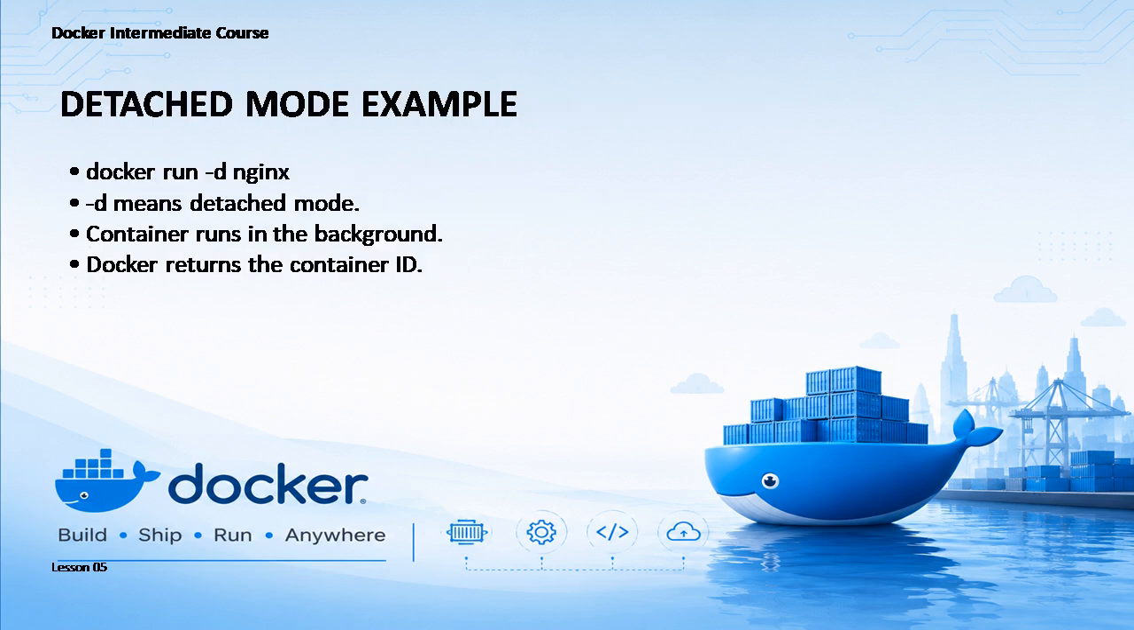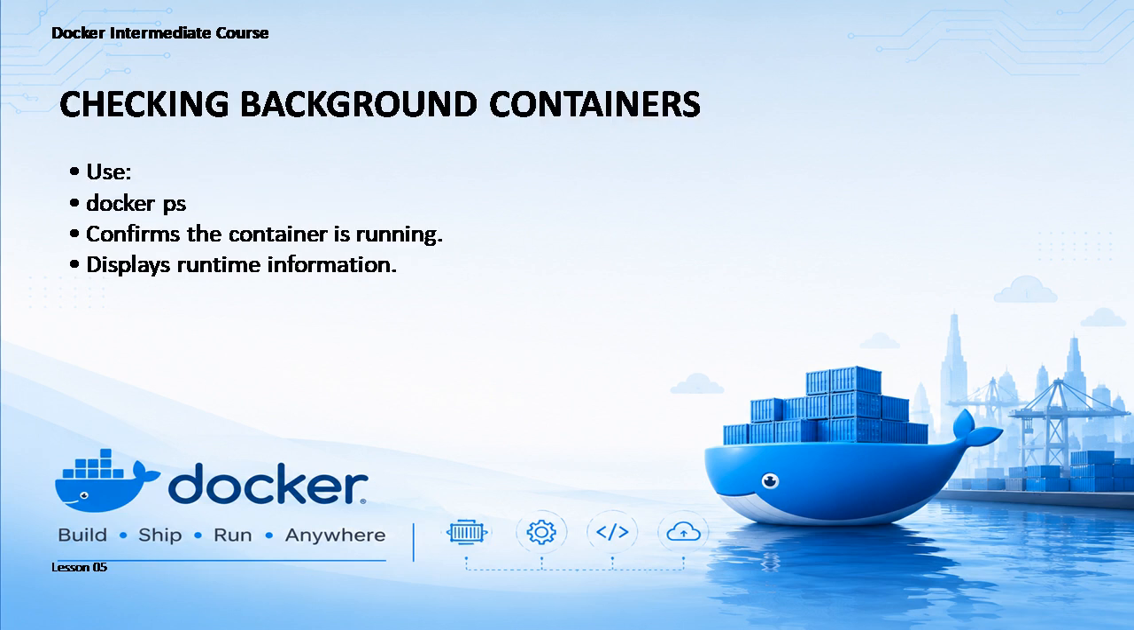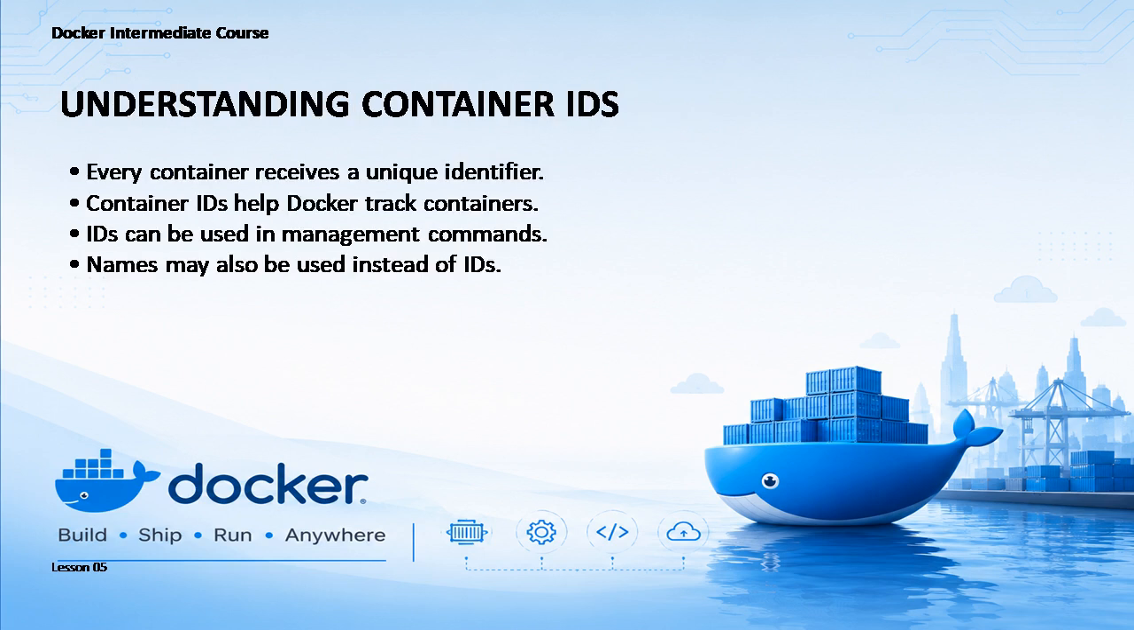Detached mode example: docker run -d nginx. -d means detached mode. The container runs in the background. Docker returns the container ID. Checking background containers. Use docker ps. It confirms the container is running and displays runtime information.